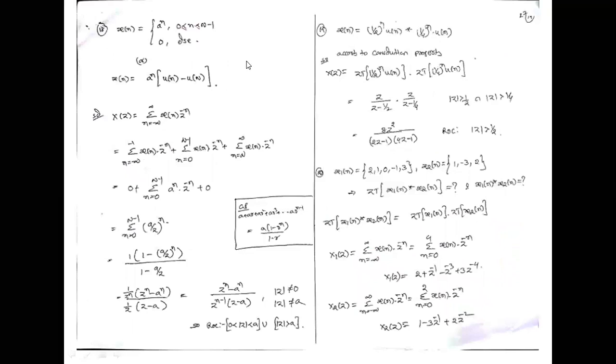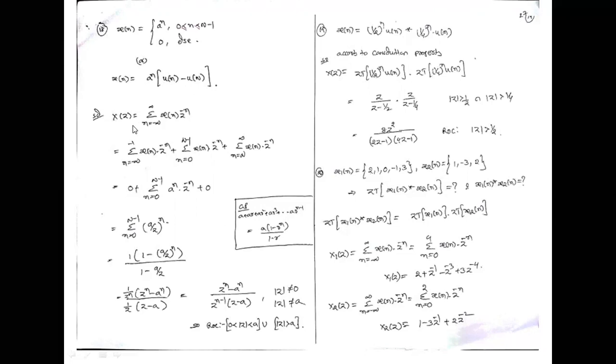Now another example. x[n] is given as a^n for 0 ≤ n ≤ N−1, and 0 elsewhere. Or, they are saying that a^n is equal to u[n] minus u[n−N].